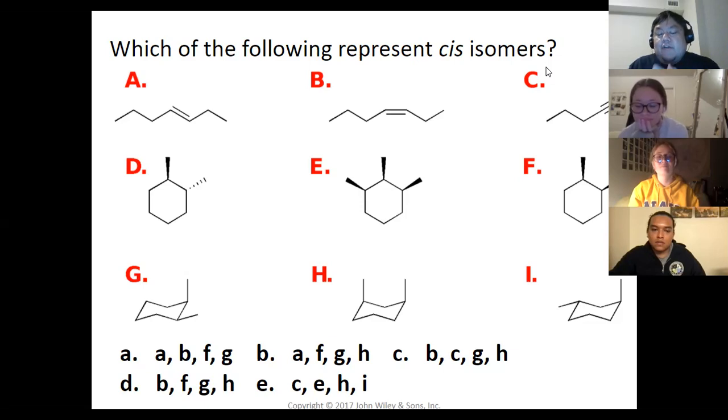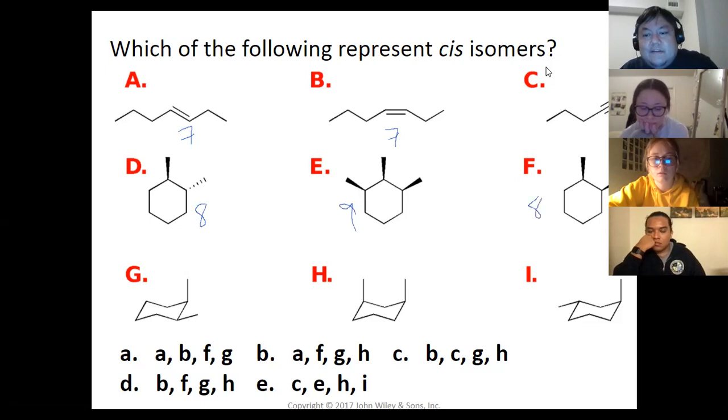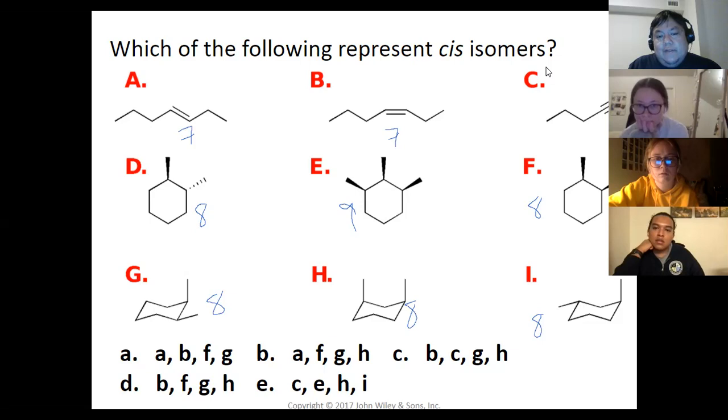Now that you know that these all have the same degrees of unsaturation, what did I tell you to count first? The number of carbons. So if I come here, right, one, two, three, four, five, six, seven. One, two, three, four, five, six, seven, right? And then I just count them. These have 8, this has 9, 8, 8, 8, 8, right? So then I just go through it like that. Does that make sense? Are you okay with that?